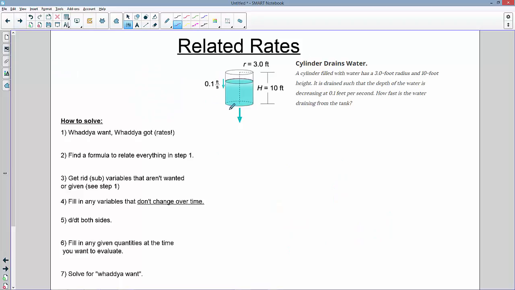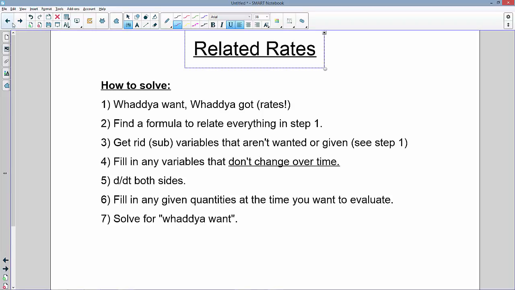So let's go to our first problem. What I've done here is I'm going to show you the steps on the left side and actually do an example using these steps so you can see exactly what we mean. So we'll talk about each step and then we'll apply it to this particular problem. Okay? So let's read the problem first of all.